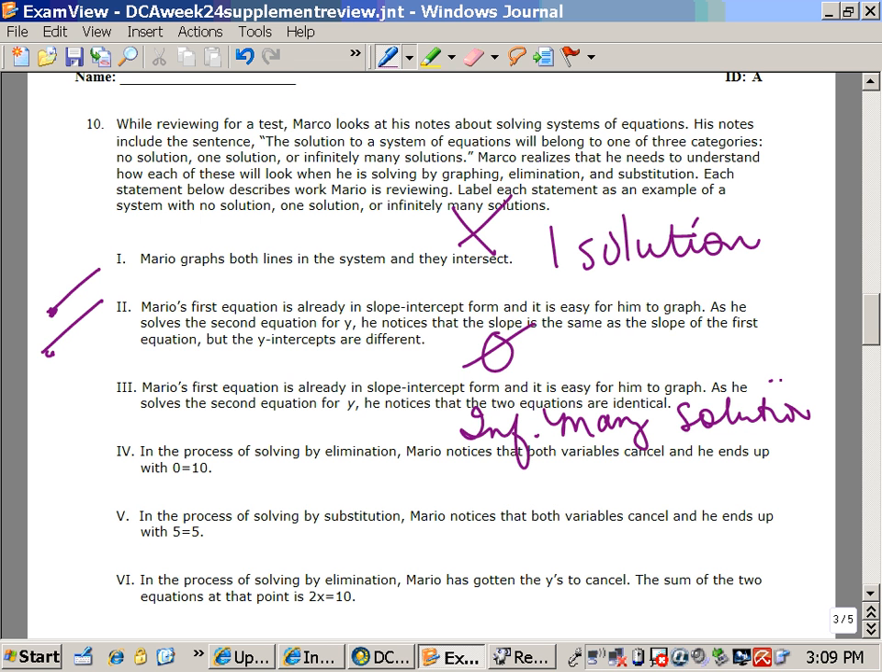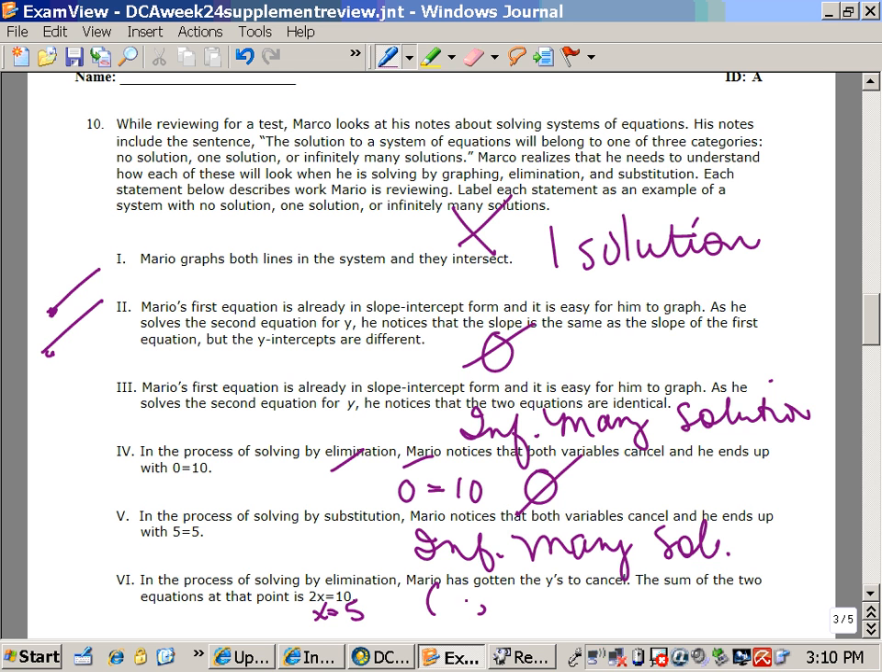Number four, both variables cancel and he ends up with 0 equals 10. So that means that the x's cancel, the y's cancel, you have 0 equals, and then the number on the right does not cancel. Again, that's going to be no solution. And number 5, he notices that he ends up with 5 equals 5 when he's substituting. Again, that one's going to be infinitely many solutions because they're the same line. On number 6, he gets 2x equals 10, so x would equal 5. He would have to plug the 5 back in, but this time you would actually get a solution. So how many times do they cross? One solution.